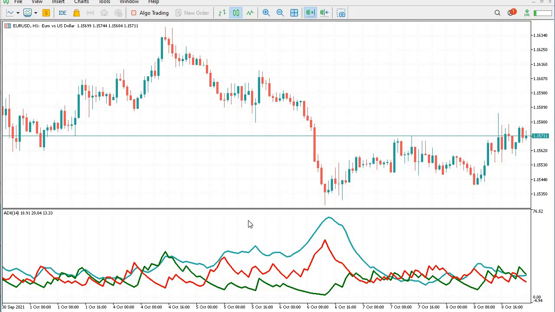Hello guys, so today we are going to talk about this indicator called ADX.